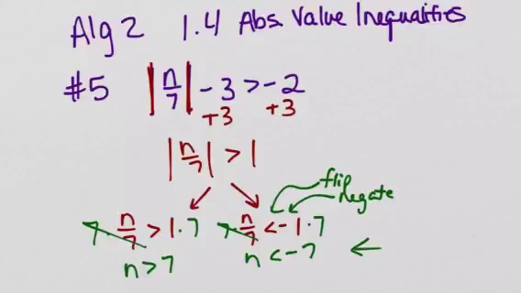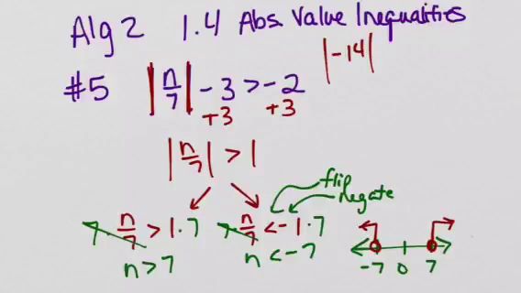So on a number line, if I have 7 and negative 7, I'm going to say it is greater than 7, open circle, or less than negative 7. So I should be able to pick any values on either side and make this true. Let me just test a value. How about negative 14? That's going to go in my absolute value bars and be divided by 7, minus 3, and hopefully it's greater than negative 2.